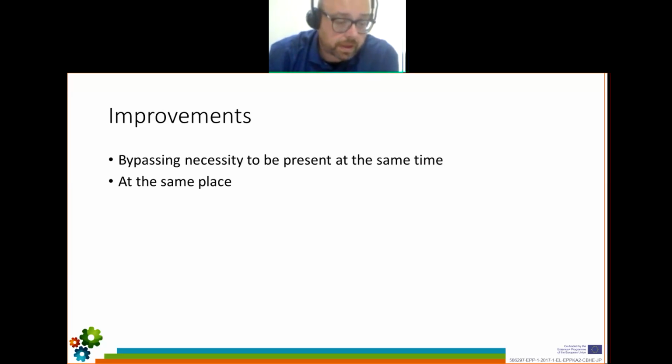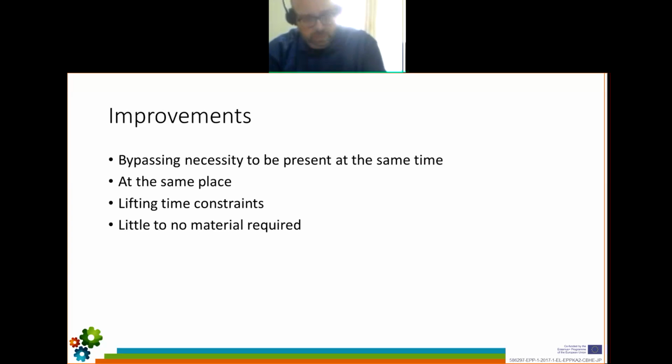That's not a problem. Also, yeah, they need to be at the same place when you're doing this design thinking and at the same time. So we are lifting all that. We're lifting all the material constraints, because basically now the only thing you need is internet access and a computer or a cell phone, because our solution also works on cell phones.